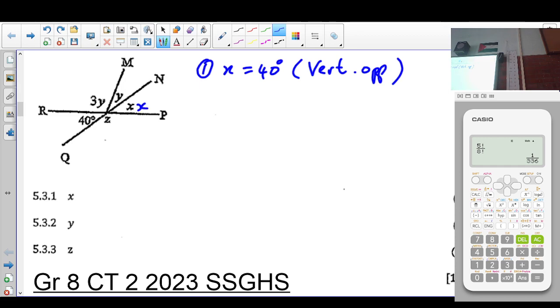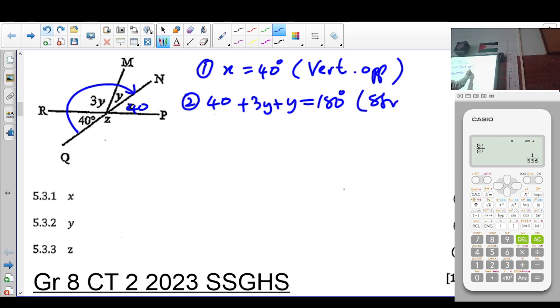How do you calculate y? Angles on a straight line. I can do 3y plus y plus 40 or 40 plus 3y plus y. Either way, you'll get the full mark there. It's going to be 40 plus 3y plus y is equal to 180, straight line. Okay?